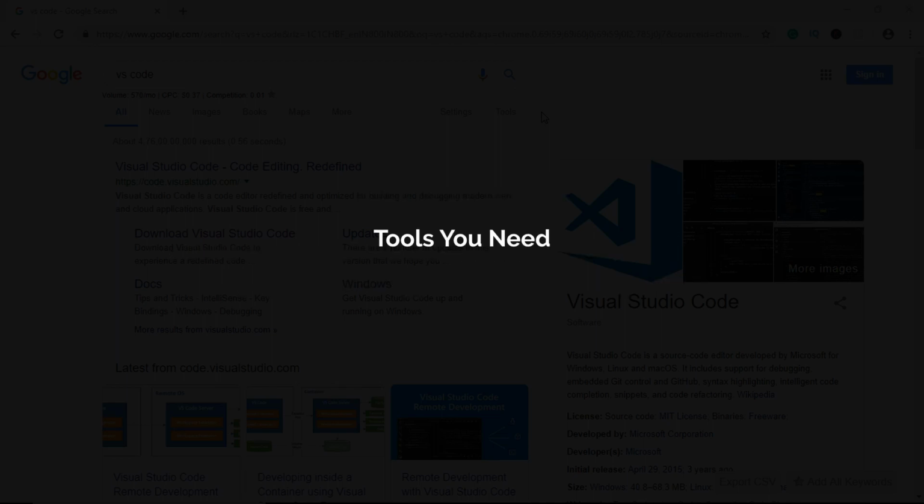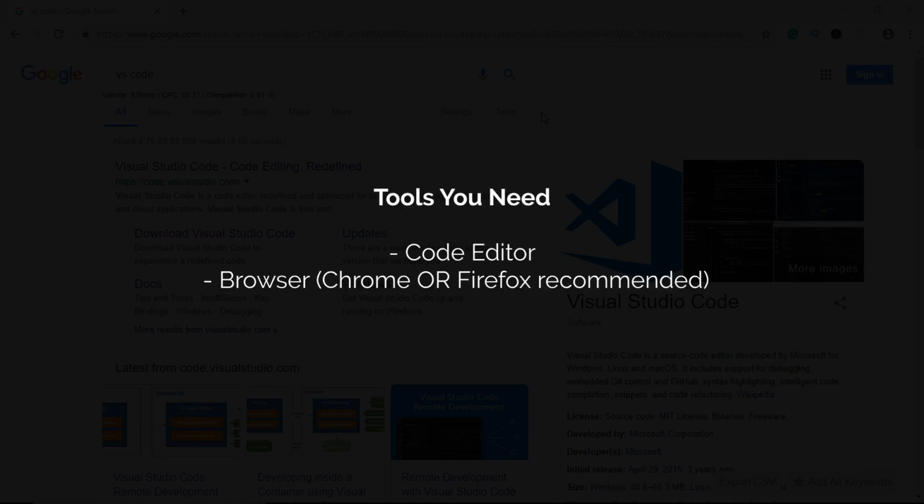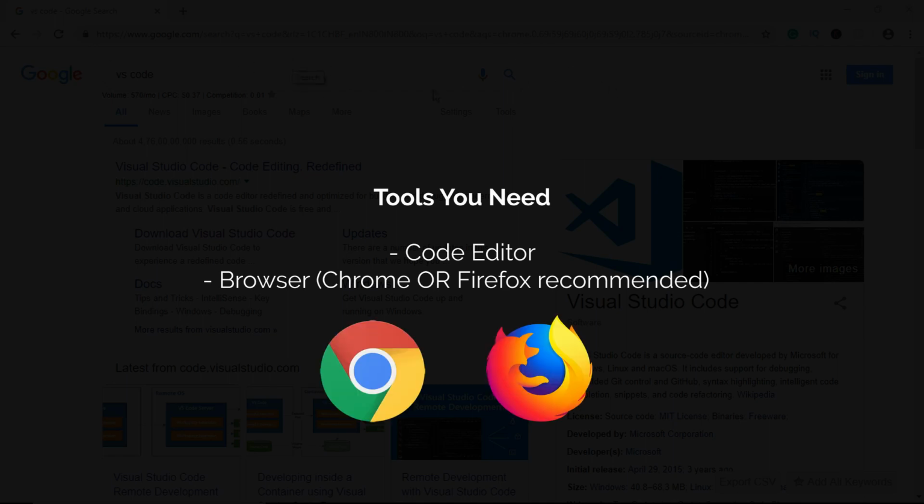So to write HTML, you need to have two things. One is a code editor and the other is a browser. We already have a browser on our computer, but make sure that you install Chrome or Firefox, which are mostly recommended for web development, and try to install the latest version of these browsers.